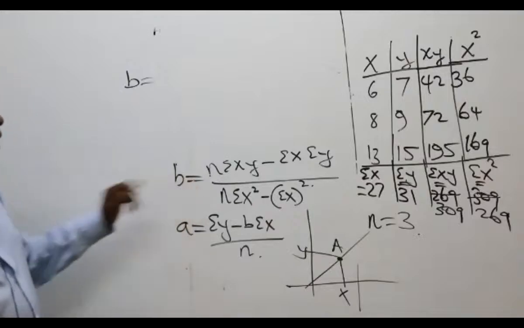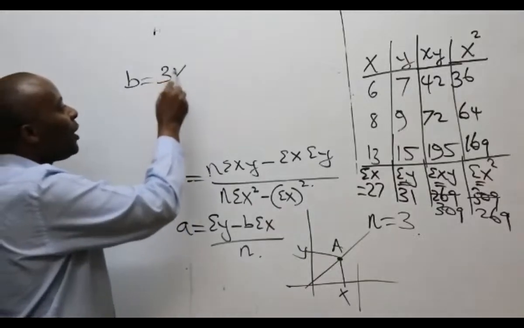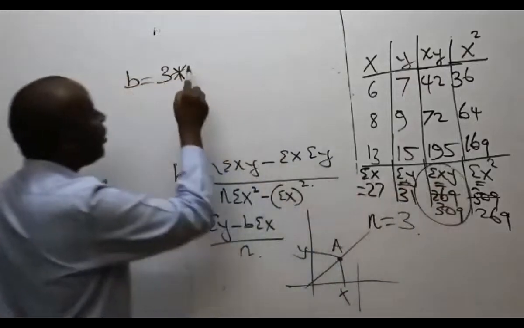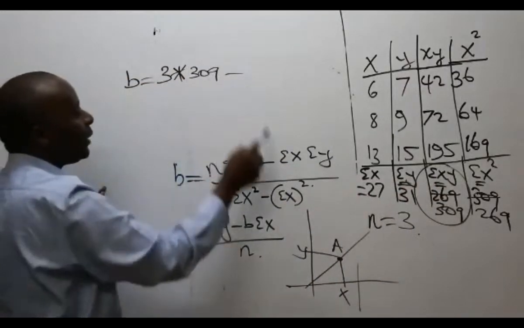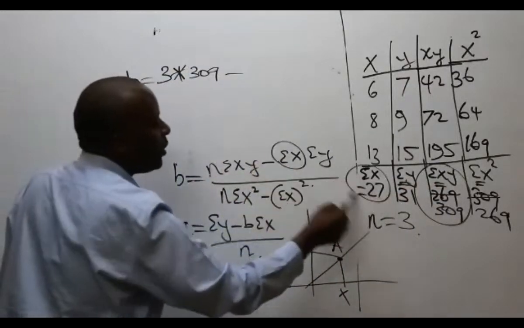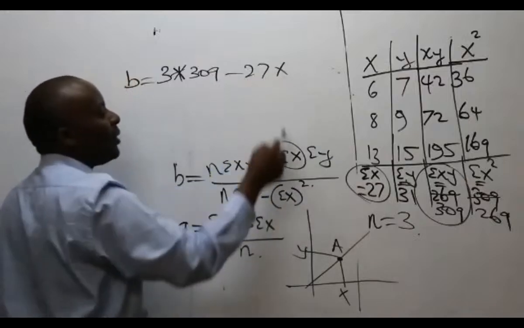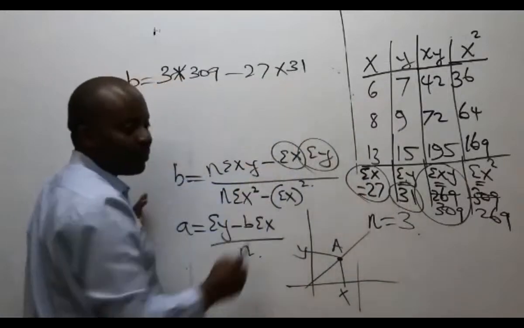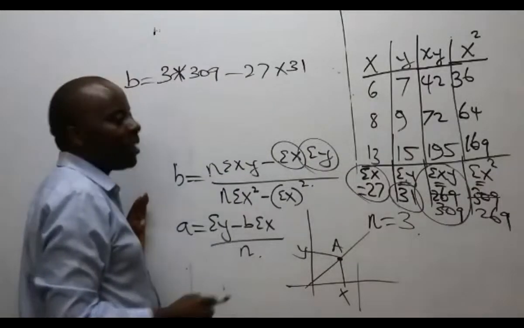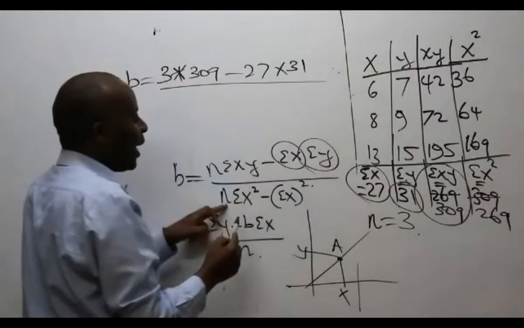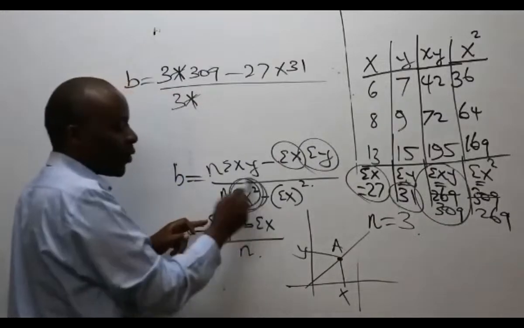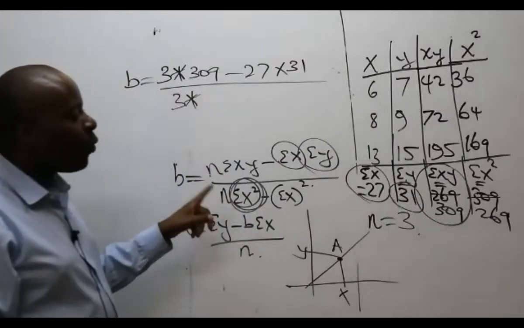So n is 3. So 3 times summation of xy, which is 269, minus summation x alone, which is 27, times summation y, which is 31, all over n again, which is 3 times. So this is quite confusing. This confuses so many students.